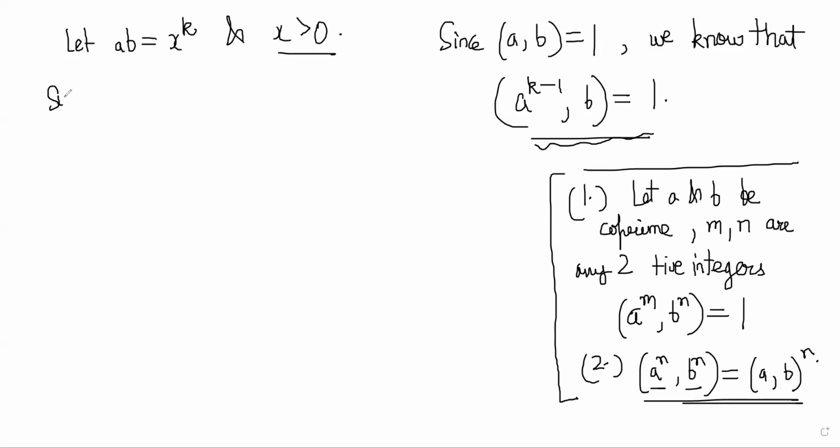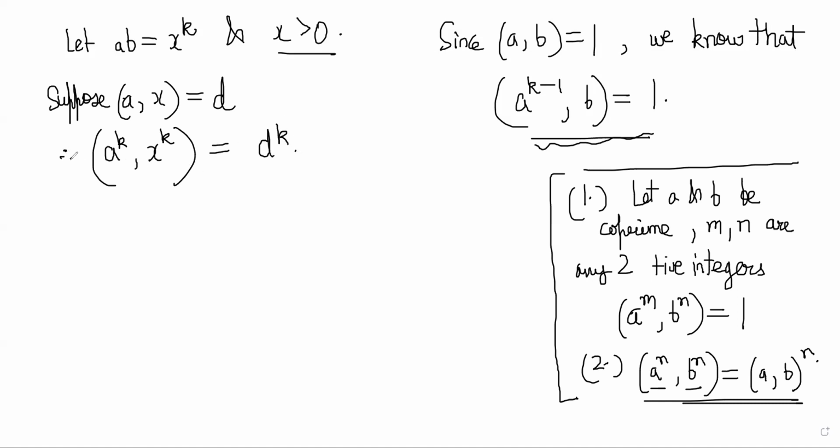So let's do that. Suppose the GCD of A and x be equal to D, right? Therefore, the GCD of A power k and x power k should be equal to D power k, right? This is a property of GCD. If the GCD of A and x is D, the GCD of A power k and x power k will be D power k. However, this means that A power k is the same, but we know x power k is AB, right? So x power k is equal to AB. The GCD of this is supposed to be D power k now, right?